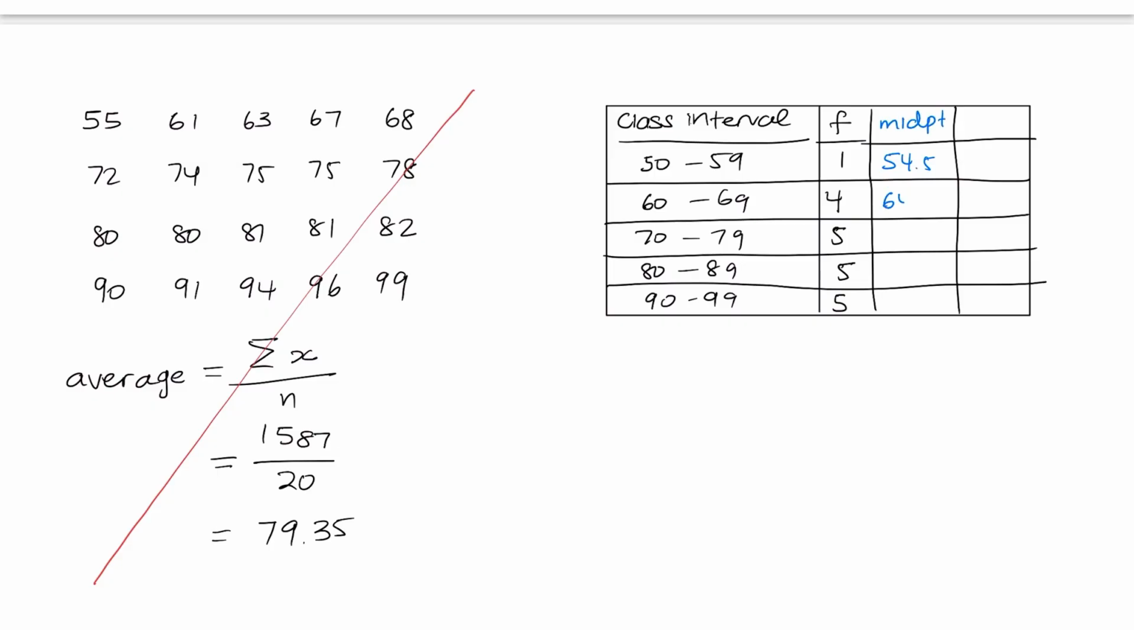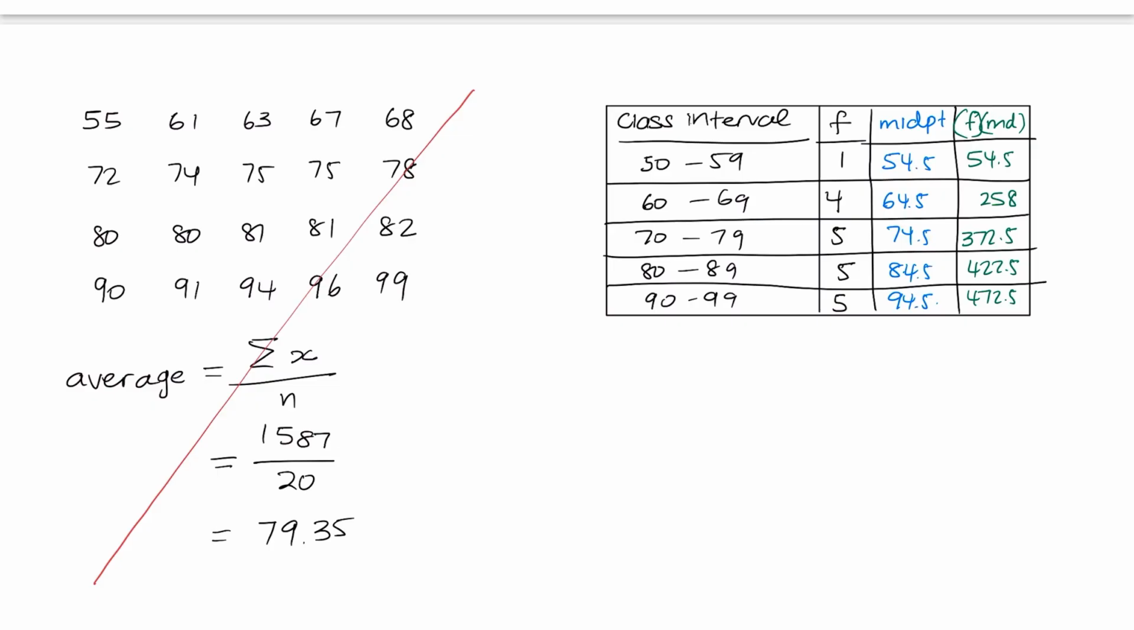The next one is 64.5. Then 74.5, 84.5, and then 94.5. The last thing we need to do to fill in that column is to do the frequency times the midpoint. So frequency times midpoint. So 1 times 54.5, that's 54.5. Then 4 times 64.5, that's 258. Then 74.5 times 5 is 372.5. The next one is going to be 422.5, and then 472.5.